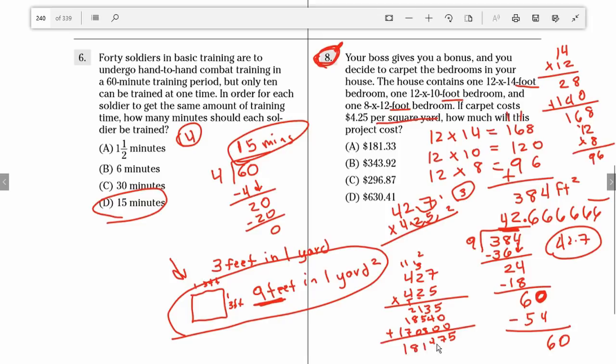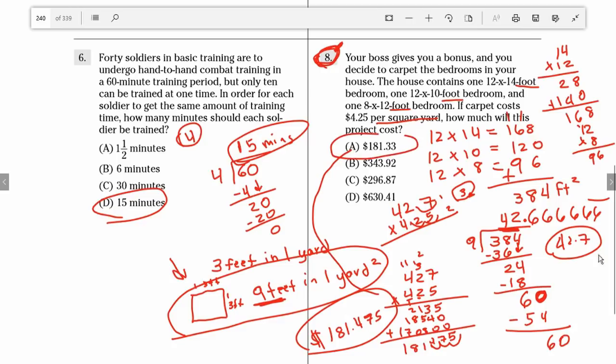Again, 181475. Got to add my 3 decimal places back in: 1, 2, 3. And we get 181.475, which, as we can see, is very close to answer A. Again, if I didn't round, I would have gotten this exactly.